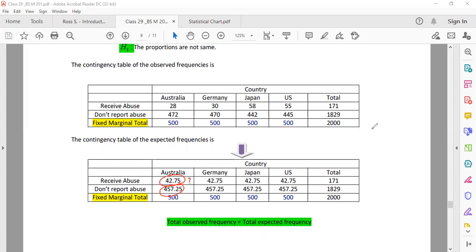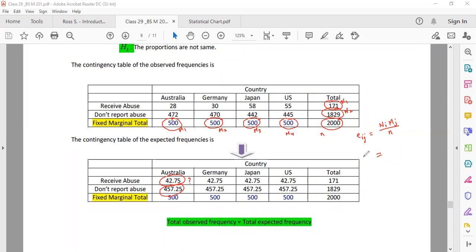So what we do, we have a formula which goes like this: Eij is equal to Nimj by n. So n is your 2000, and ni is related to the row total. So this is your n1 and this is your n2, and this is your m1, and here all the mj's are fixed. This is your m2, this is your m3, and this is your m4.